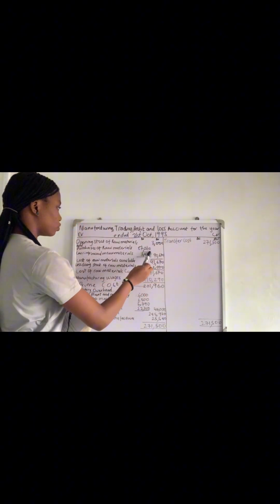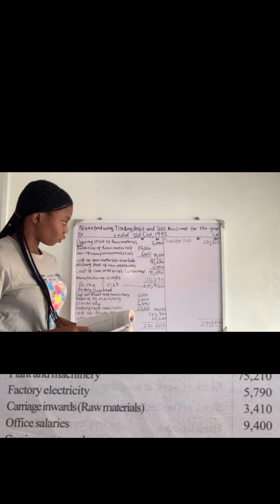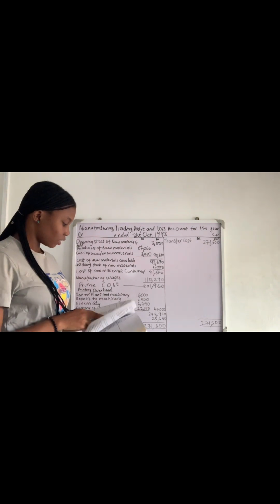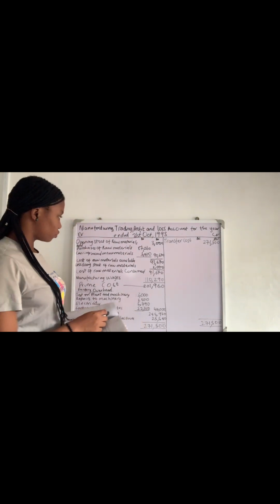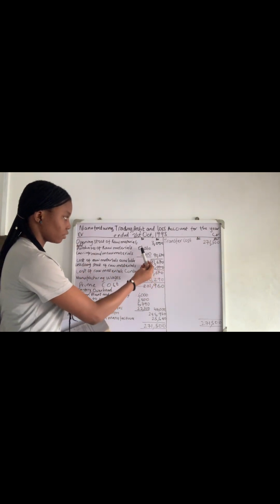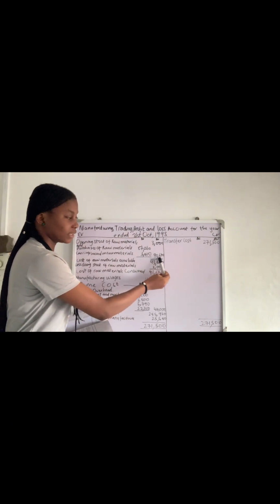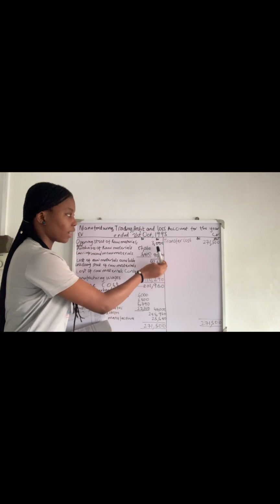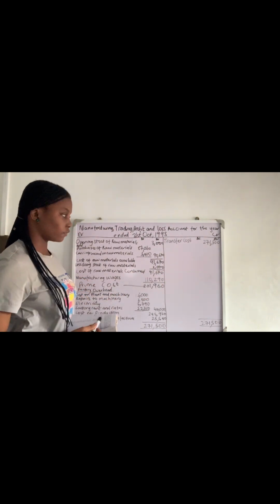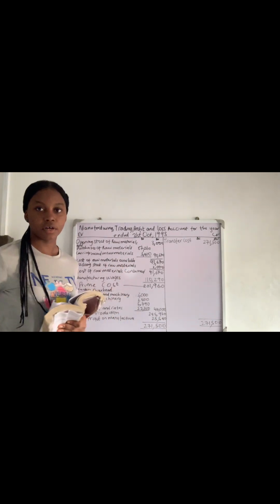So it's 7,260. Carriage inwards, you check your question. Carriage inwards on raw materials is 3,410. So you also add it. When you add 7,260 to 3,410, you get 90,670. So you now add it to this 3,000, which will then give you 93,670. Then that will now become your cost of raw material available.